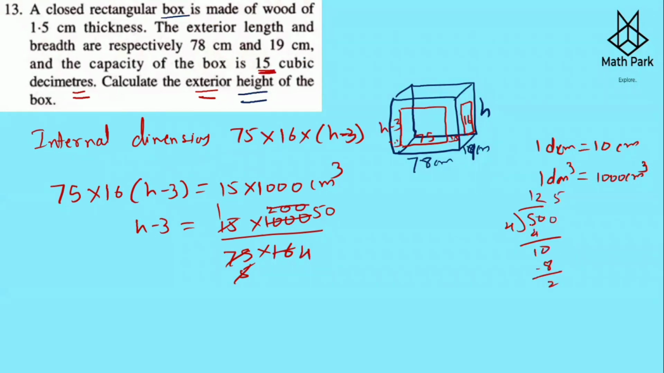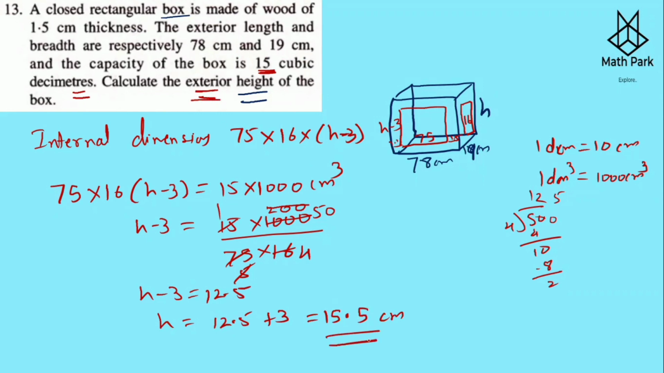point, so you get 12.5. So you get h minus 3 is equal to 12.5. So h is equal to 12.5 plus 3, which is 15.5 centimeter. This is how the exterior height of the box is 15.5 centimeter.